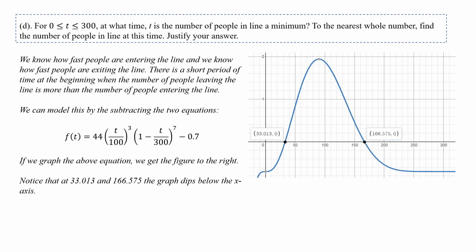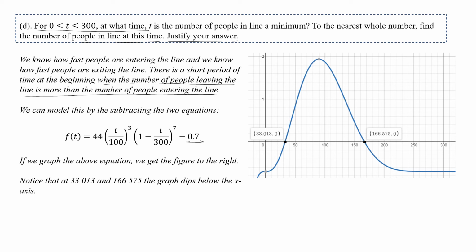All right, last question. For the whole interval, at what time is the number of people in line a minimum? To the nearest whole number, find the number of people in line at that time. Justify your answer. Keep in mind, at the beginning, people are entering the escalator slowly, but people are leaving the escalator at a constant rate, and that constant rate is 0.7. So there's a short period of time at the beginning when the number of people leaving the line is more than the number of people entering the line.